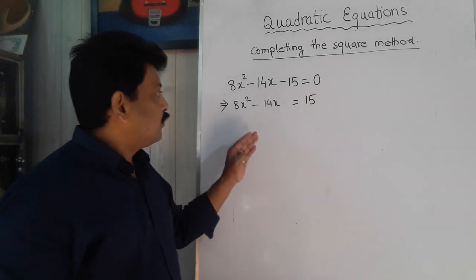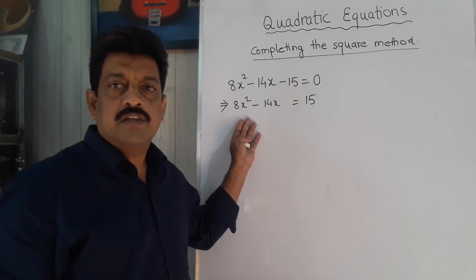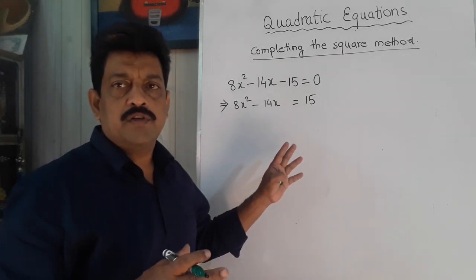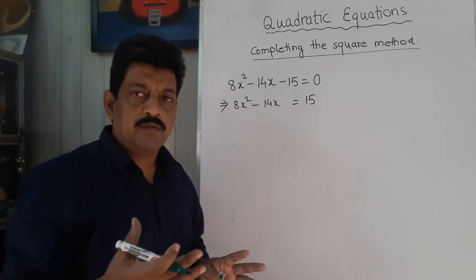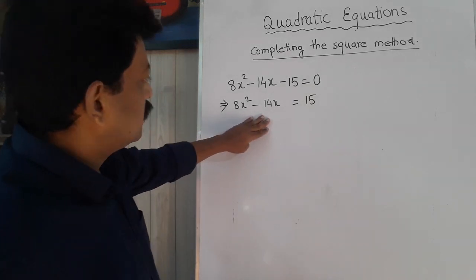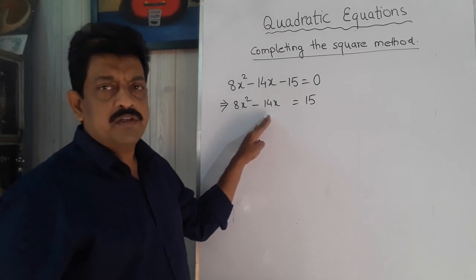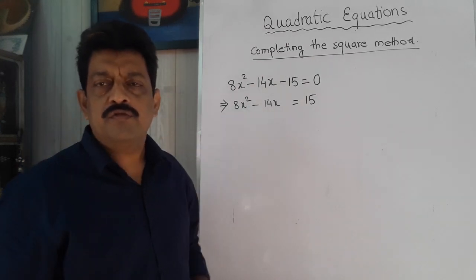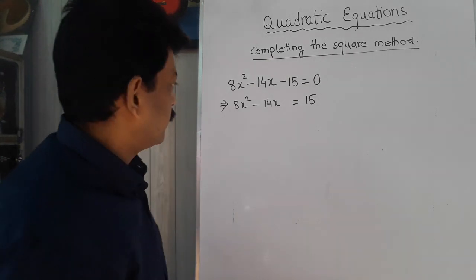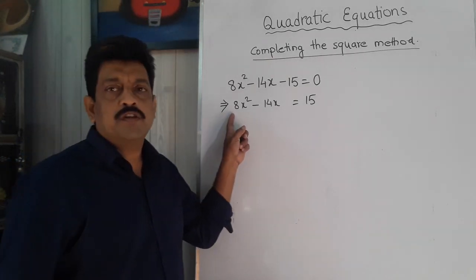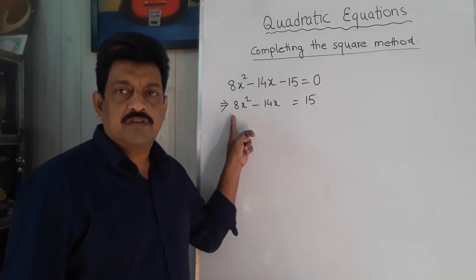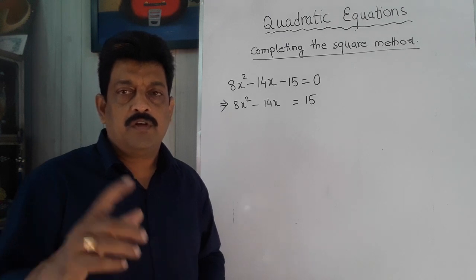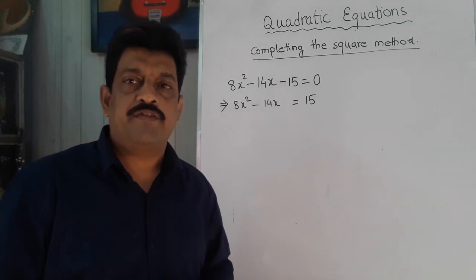Now we have to make the left hand side in the form of whole square, either a plus b whole square or a minus b whole square or a plus b into a minus b form, that is a square minus b square. So here you can see it is minus 14x. Naturally we have to use a minus b whole square. Now first term is 8x square. We all know that 8 is not a perfect square. So first of all we have to make it perfect square.